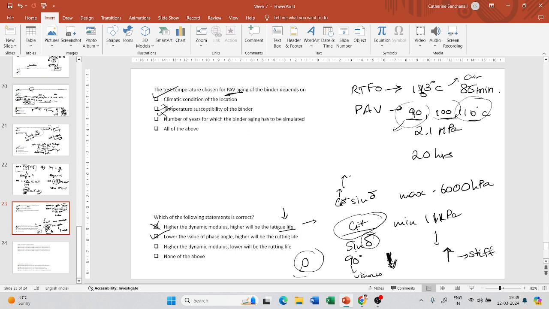Okay, higher the dynamic modulus, lower the fatigue life. We will use the same expression, G star by sine delta. So if the value of G star is more, then this criteria will be higher. This can be more than 1 kPa. So if the modulus is more, obviously the material is stiff, right? And that is what you want for rutting. So higher the dynamic modulus, better will be the fatigue life, so this is also not the option. Okay, so the answer to this is the second one.